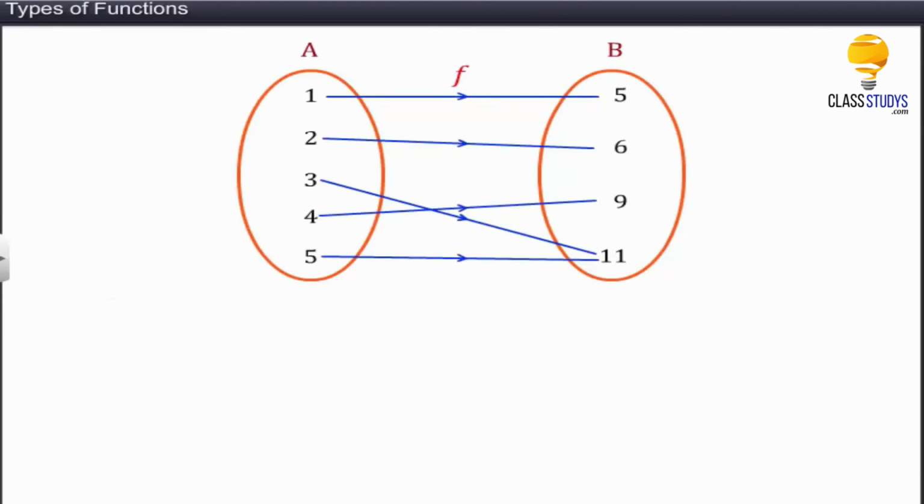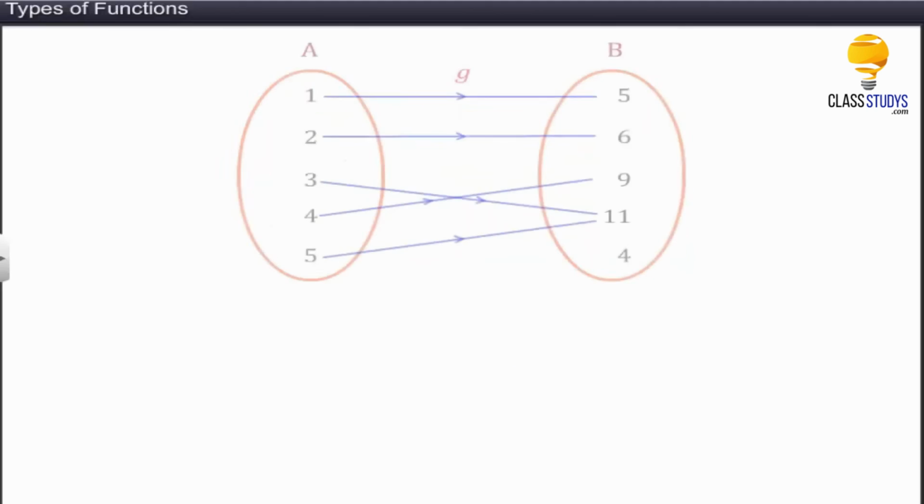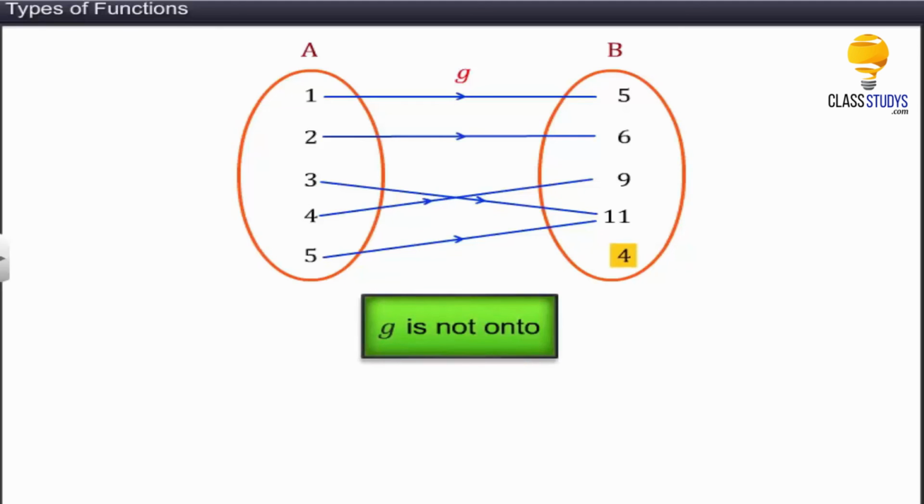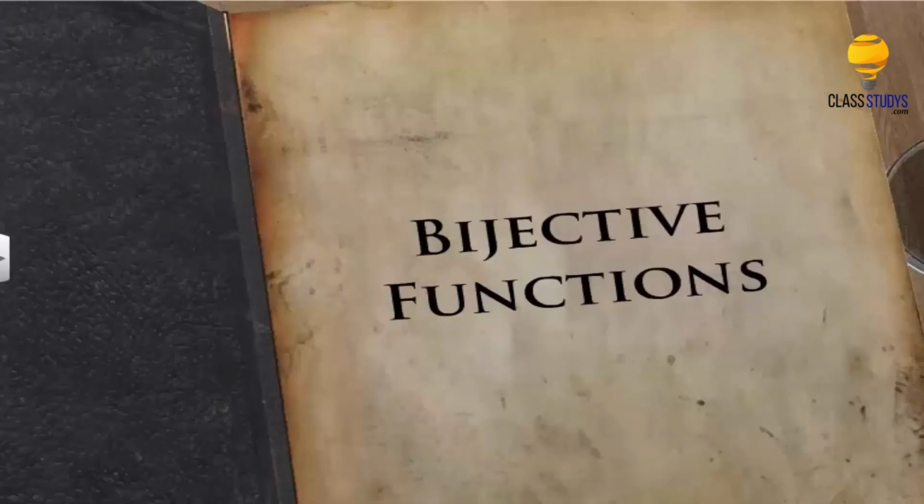The other name for an onto function is surjective function or simply surjection. The functions in which two elements are mapped to the same element are also onto, provided there exists a pre-image of every element in the codomain of f. For example, function f from A to B is onto. However, g is not an onto function since the element 4 in the codomain of g does not have any pre-image in the domain. In this module, you will learn about bijective functions.